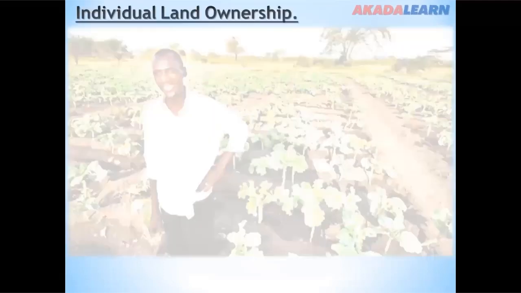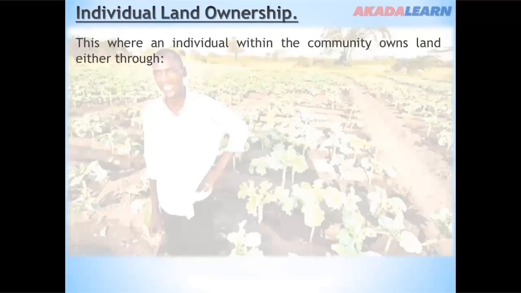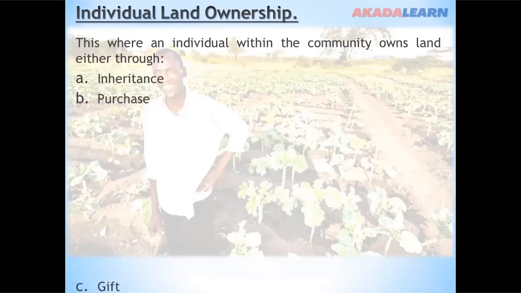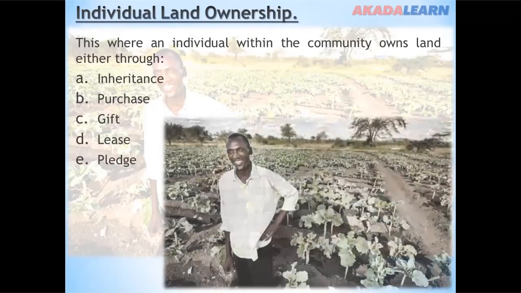Individual land ownership. This is where an individual within the community owns land either through inheritance, purchase, gift, or lease. Then it can also be possible by pledge.